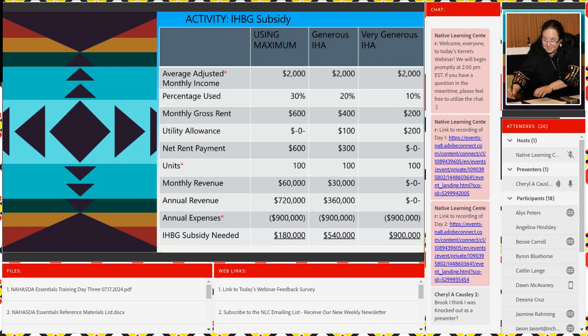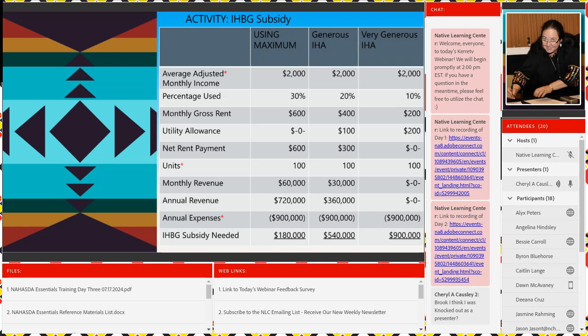Now, if we charged them 30%, the most we could charge, the monthly rent would be $600. In this case, because it costs us a lot of money to build 100 units, we're going to try to preserve as much of our yearly formula, our grant, our subsidy as we can. So we're not going to give a utility allowance, okay? So net rent payment of $600, got 100 units. Our monthly revenue, if we collected everything, would be $60,000. The annual revenue for all 100 houses, okay, collecting everything, would be $720,000.